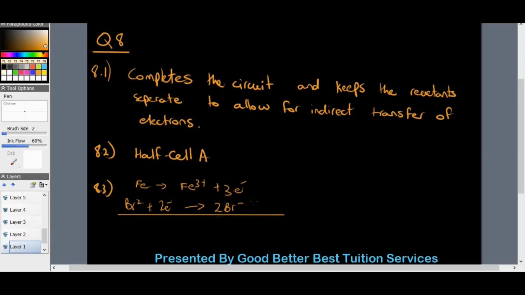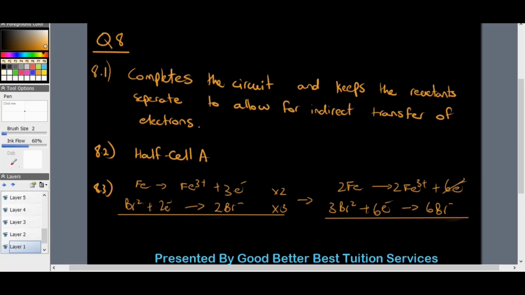So we're going to multiply this equation by 3, and we're going to multiply this equation by 2 to get, on this side, an equation of 2Fe goes to 2Fe3 plus plus 6 electrons here, and on this side we'll have 3Br2 plus 6 electrons, and that's going to give us 6Br minus. All right, we know these cancel, and we begin to write down our net equation.